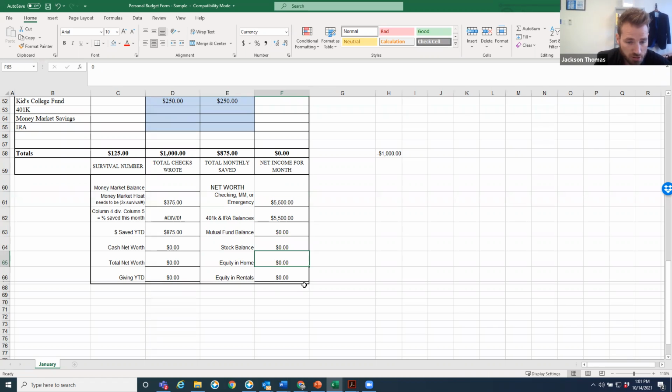Your equity in your home. Take what it is on Zillow or wherever you want to pull the value from and minus out your mortgage. See how much equity you have in your home. Then that should all add up to your net worth.